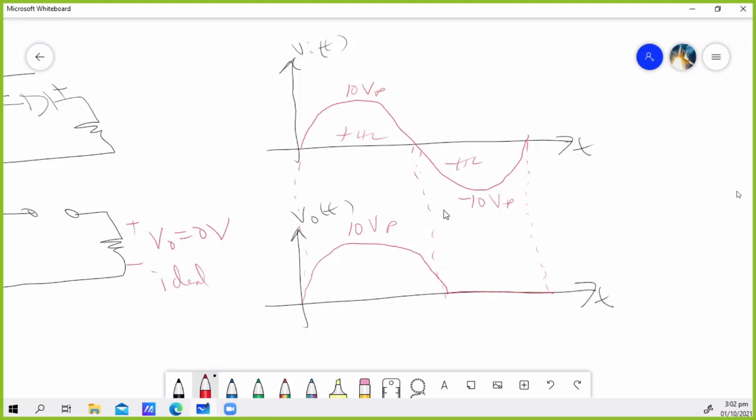Pag dumating ulit yung ating second positive half cycle, what should be the output? It will still be your input. Kung ano pinasok mo, yun yung lalabas. So 10 volts peak pa rin yan. So on and so forth.